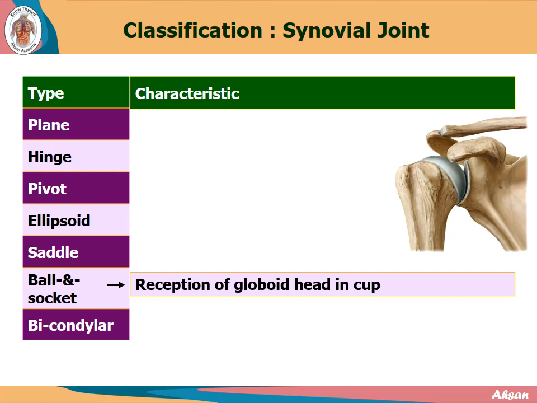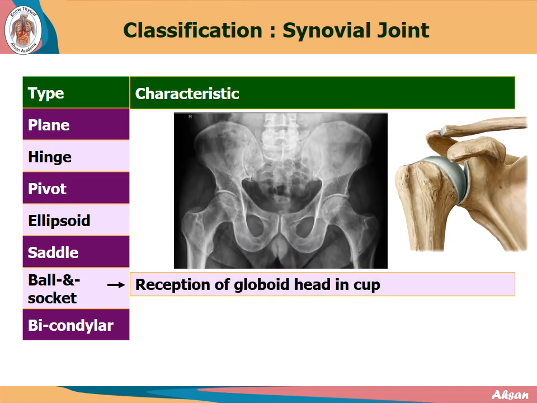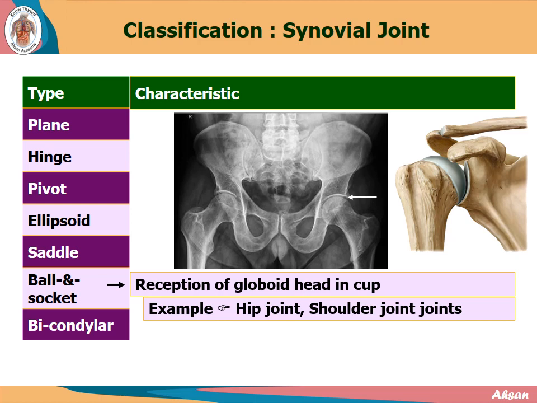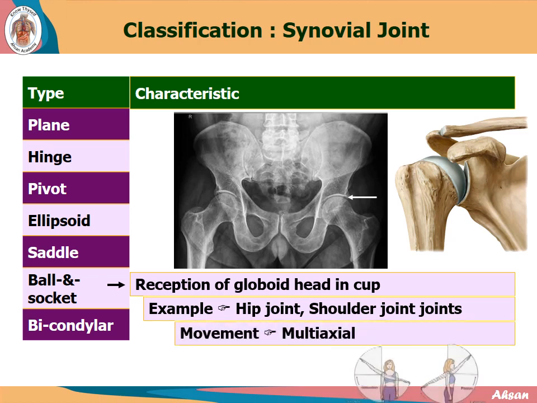Ball and socket. The name indicates that one of the participating bones forms a ball and the second one is the socket. You can see the two figures, one is the hip joint and another is the shoulder joint. Two are the examples. Movement is possible in multiple axes.